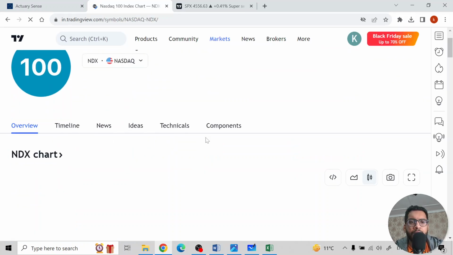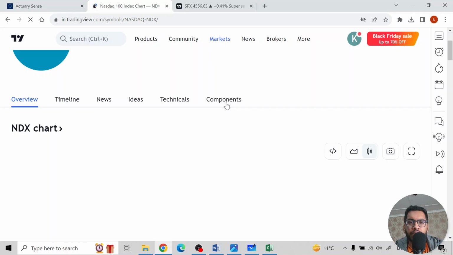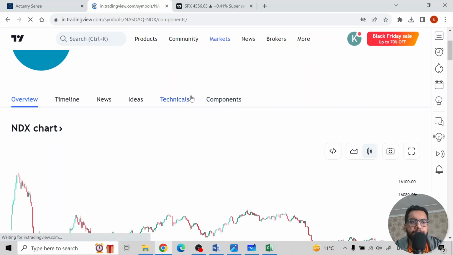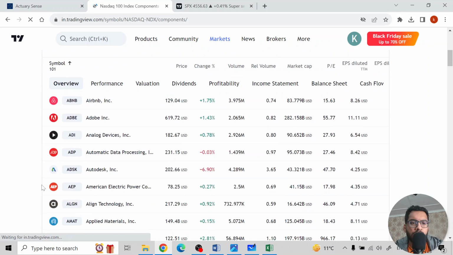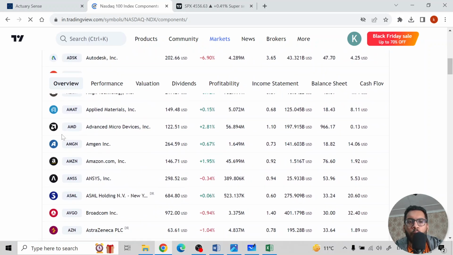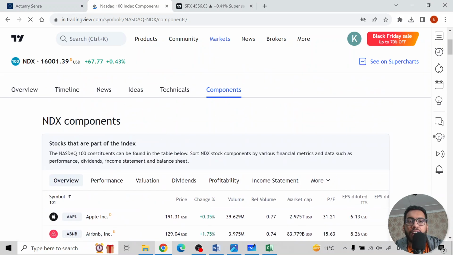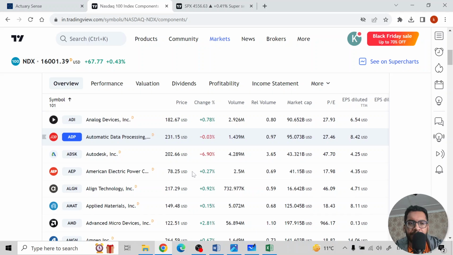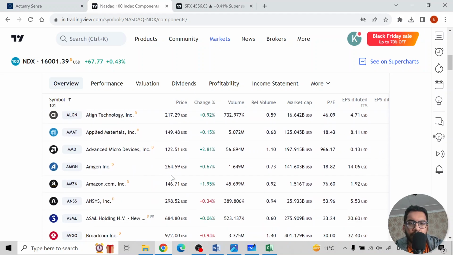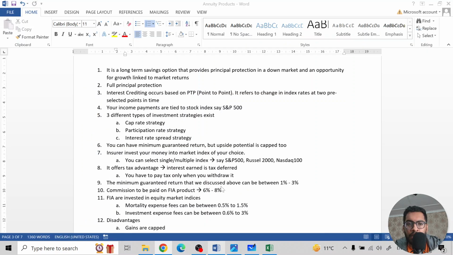Okay, so if you see the components, you can see what different 100 stocks together become the Nasdaq 100 index. You can see their current market price in USD, and all these things. So you can select a single index or you can select multiple indexes.